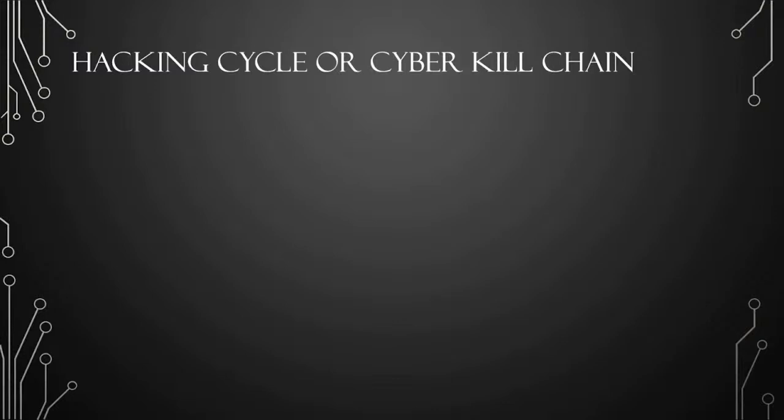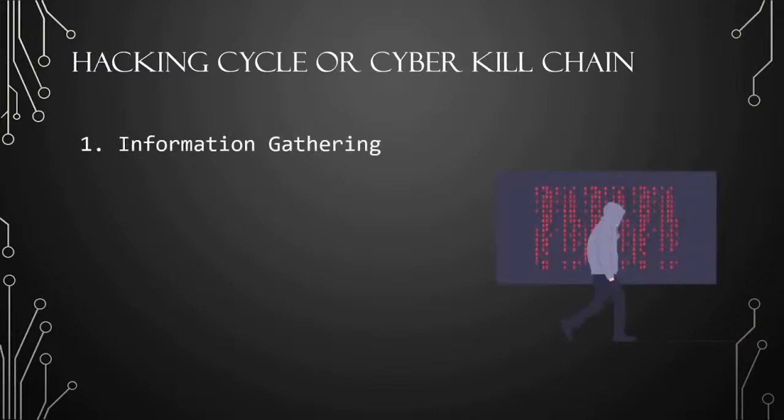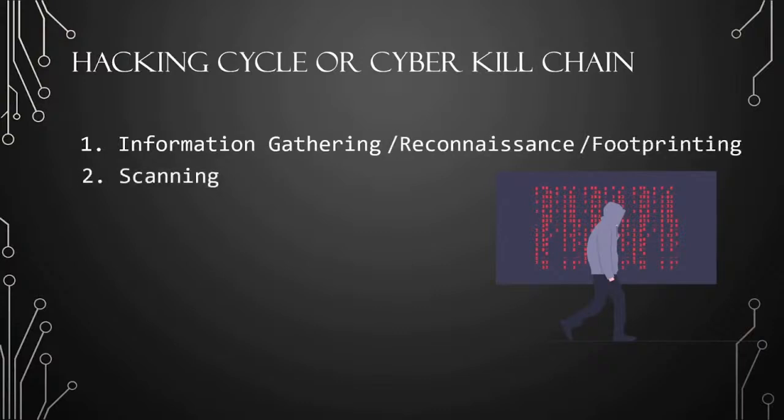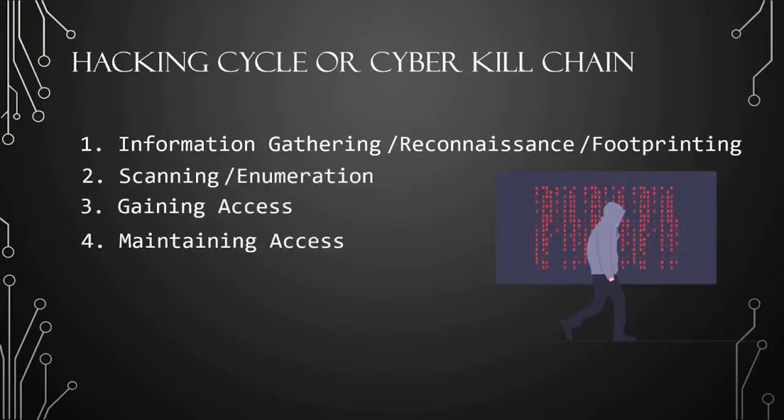The first step that you perform in the hacking cycle or cyber kill chain is known as information gathering. Certain organizations term this step in different names. They can also call it reconnaissance or footprinting. Second step is known as scanning. It can also be referred to as enumeration. Third step is gaining access. Fourth step is maintaining access. And the last step is known as reporting or clearing traces.